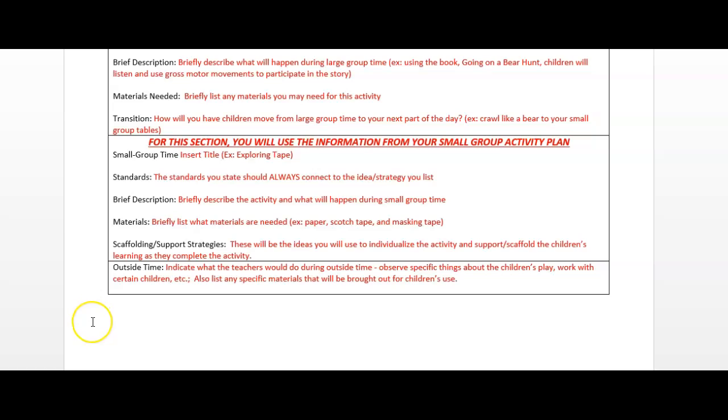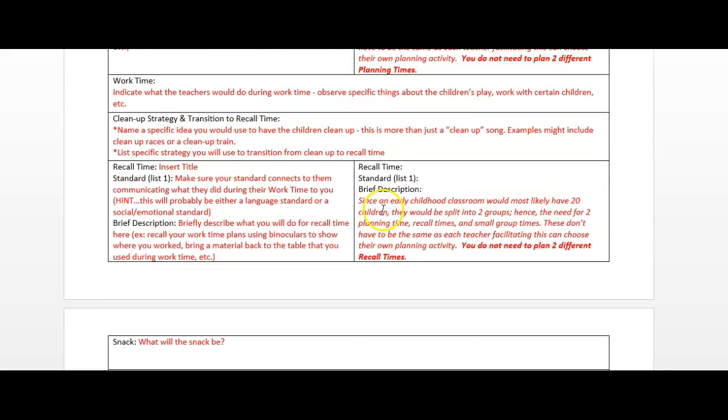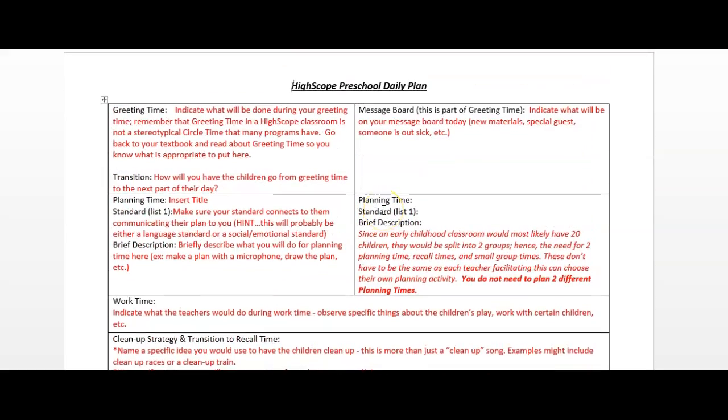All you need to list in this section are any specific activities that you might incorporate outside that are outside the normal realm of playing on the playground. For example, you may state that you are going to allow the children to draw with chalk, so you would need to prepare to take chalk outside with you. Or you may have them play a game of catch with the balls, in addition to allowing them to play on the playground equipment. Anything extra that you would like to add for this time of the day, you would put in that section.